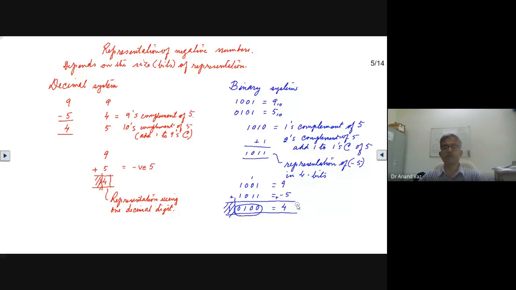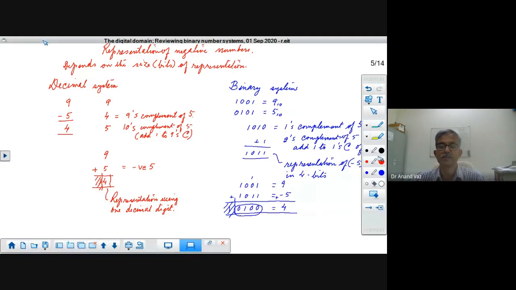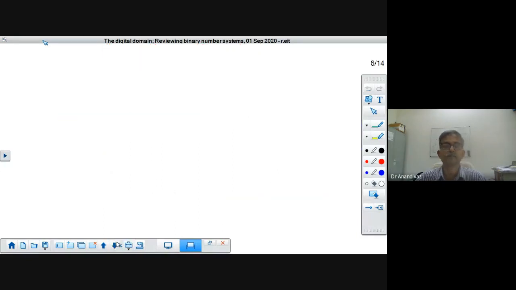Now comes the question of representation of this negative number. And so we will see how do we represent negative numbers in various domains. In the binary domain, if we have a different bit representation, how are we going to represent these numbers? So let us take the next slide. We'll save this work so far.